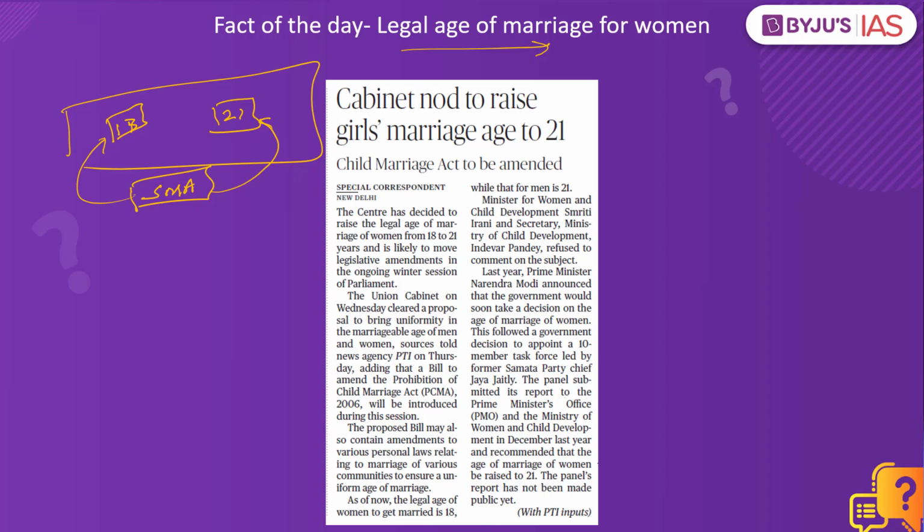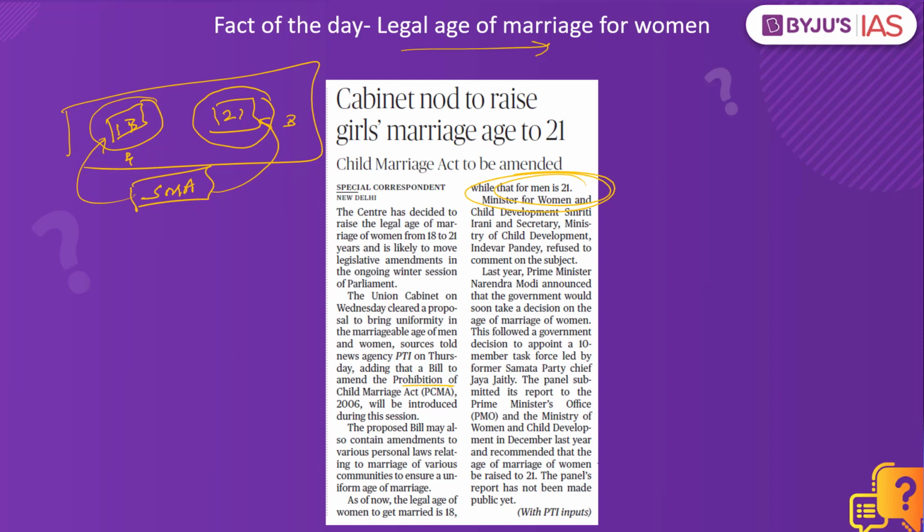So currently we have 18 years for the girl and 21 years for the boys. The Government of India, that is the Union Cabinet, has now proposed that there will be a uniform age for both the boy as well as the girl. So this is a proposal. They are planning to bring some amendments and changes to the existing laws so that we have the same age for both men and women. Why is there a minimum age? That is to outlaw child marriages.